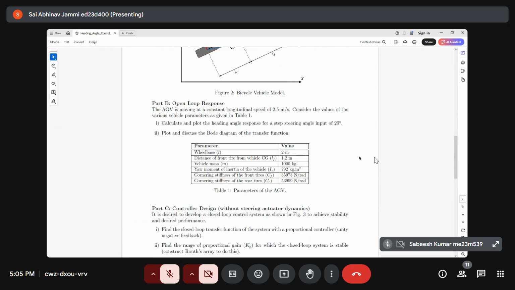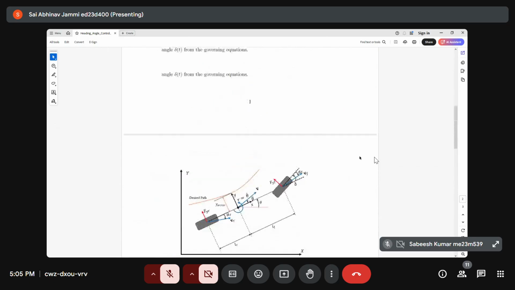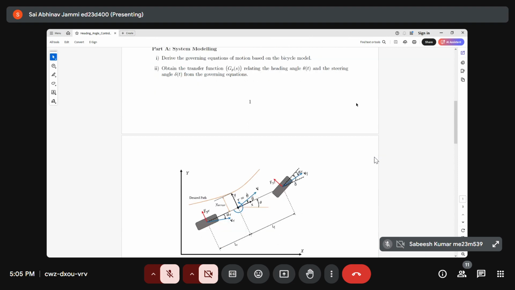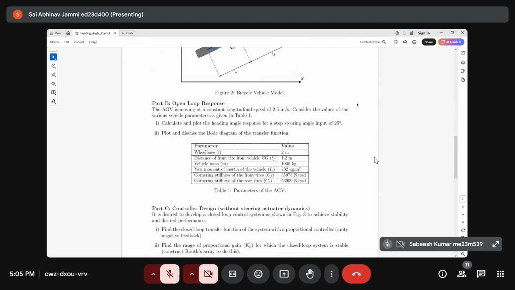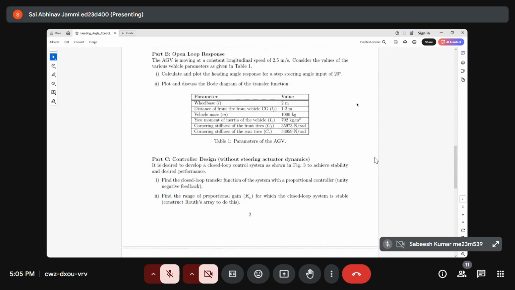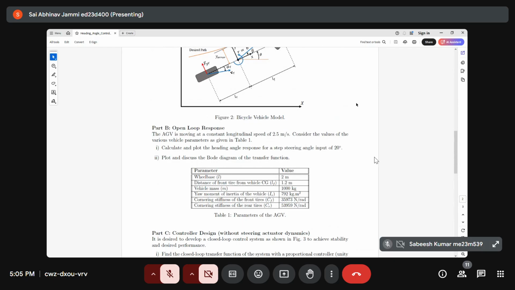Coming to what you're supposed to do and put in the report. First, you will derive the governing equations and get the transfer functions, which I have already shown how to do. You need not go into much detail of every step. Maintain it in a crisp manner how you get the transfer function for delta and then theta. Then coming to part B, the open loop response.